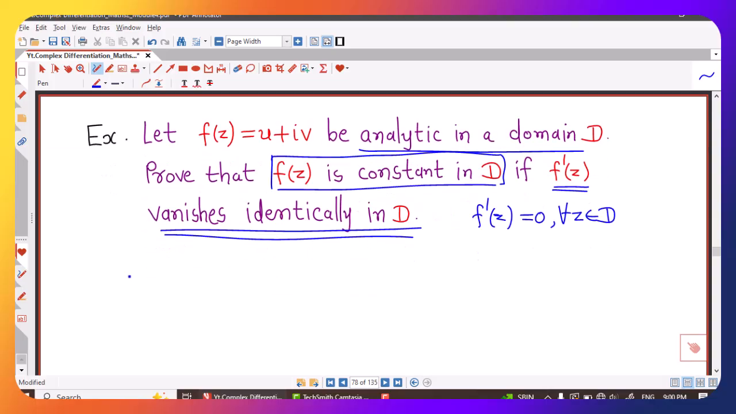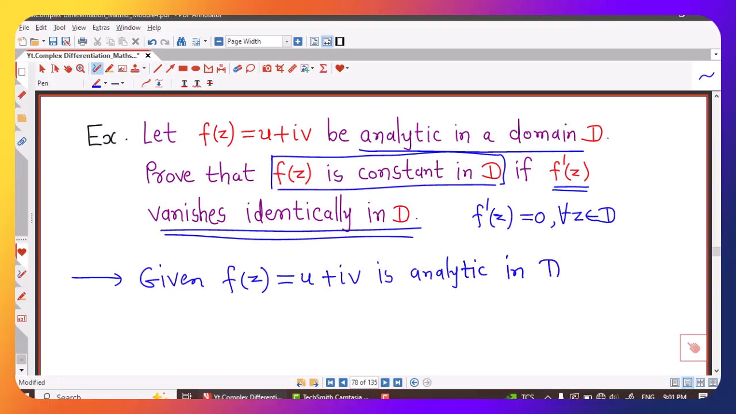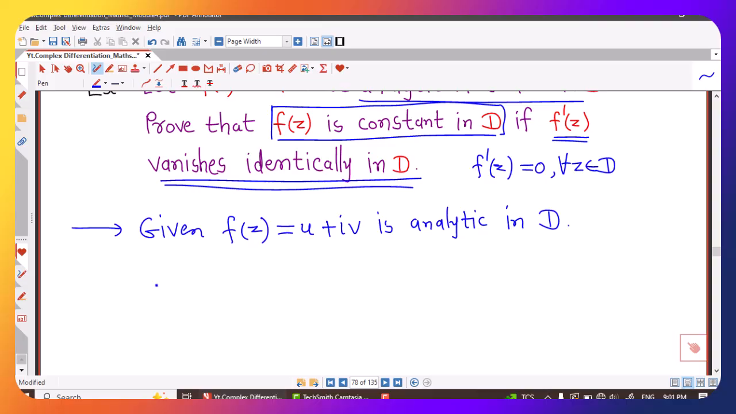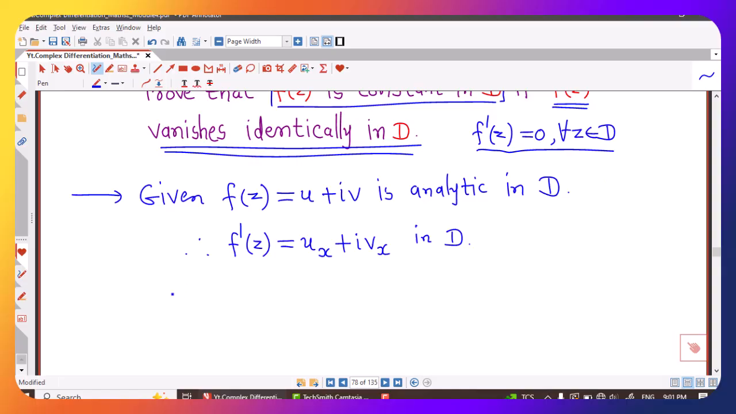So we are going to prove this property. First we write that it is given that f of z equal to u plus iv is analytic in domain D. Because f of z is analytic in domain D, it is differentiable at every point in domain D, and we know that if a function is differentiable, then its derivative is given by del u by del x plus i into del v by del x, for all points in domain D. The other thing given is that f dash z is 0 for all points in domain D.